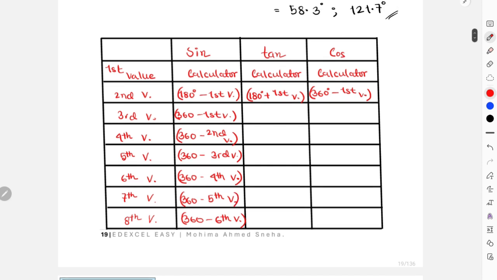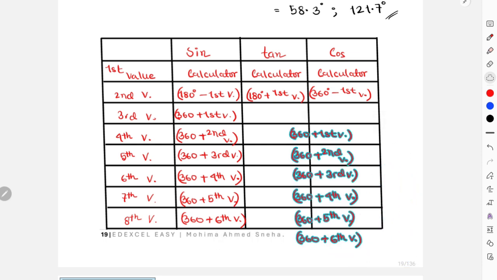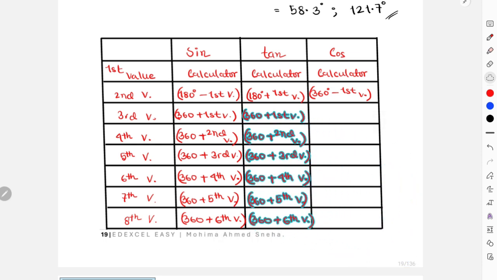Then again for tan also a similar process will be over here. Wait a minute, this is actually plus, sorry, I made a mistake. This is 360 plus first value, second value, third value, fourth value. Similar for tan again. For tan you have to find the value as 360 plus first value, 360 plus second value, 360 plus third value. So this is again similar for this part.